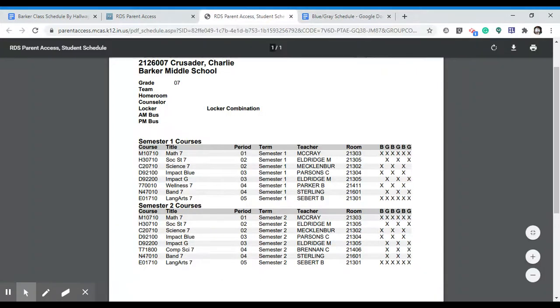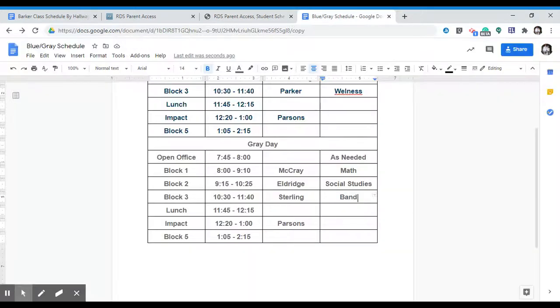Now I've only got one class left. I'm going to look at my schedule. I see fifth period. There's only one listed. That makes sense to me because I see it blue and gray every day over here. So I have Siebert for language arts. Fifth block every day. Mr. Siebert for ELA. And now I have this schedule.